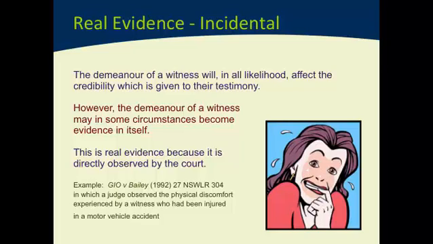In the case GIO and Bailey, the judge observed that the plaintiff in a motor vehicle case was having a great deal of difficulty getting up and down into and out of the witness box, and he also observed her while she was sitting in the courtroom, observed her moving around, and observed that she was really quite frail and quite physically unable for a lady of her age, and he took those observations into account on the question of damages.